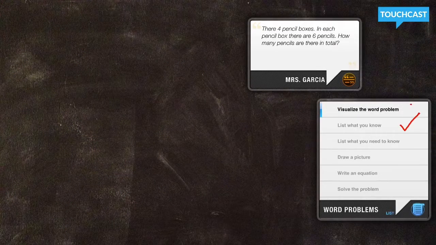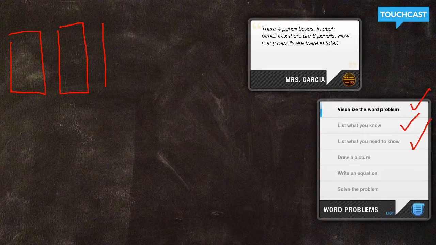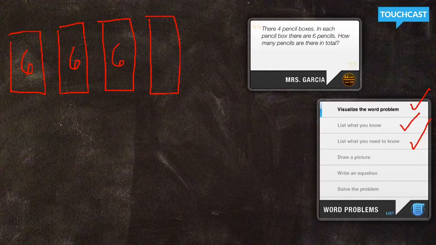Because next, so we visualize the word problems, we list what we know, we list what we need to know, and now we're going to draw a picture. So I'm first going to draw a picture of my 4 pencil boxes, and I pictured that they were rectangles. 1, 2, 3, 4. So there's 4 pencil boxes. All right. And then there's 6 pencils in each box. So I'm going to draw 6 pencils. And I can just write the number 6 because there's 6 pencils in each box.